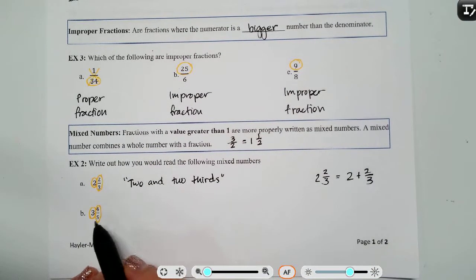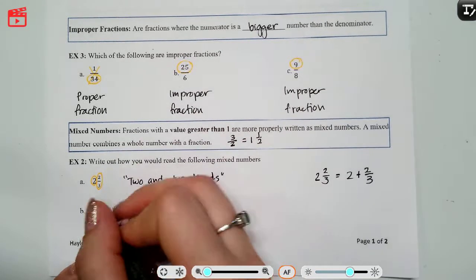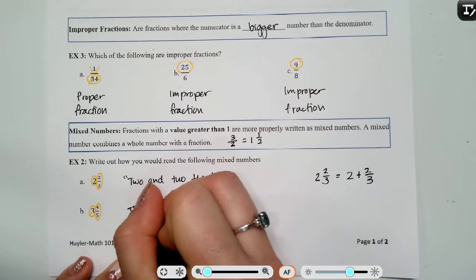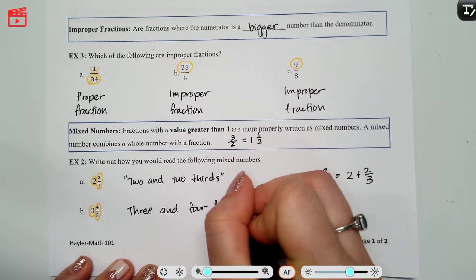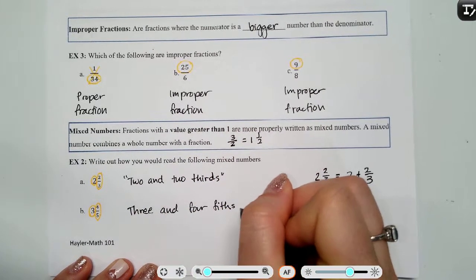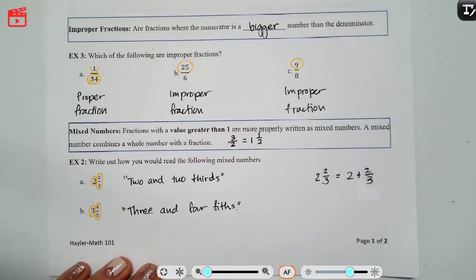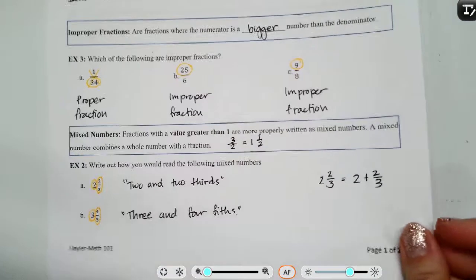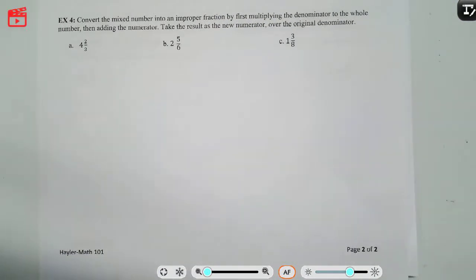Okay, so write out how we would read part B. All right, so B would be 3. You start with the whole part. 3 and 4/5. I hope that's how you spell fifths. All right. Okay, not too bad on that part. Hopefully, this is just a good part of review, and if not, it's a good time to catch up on it.